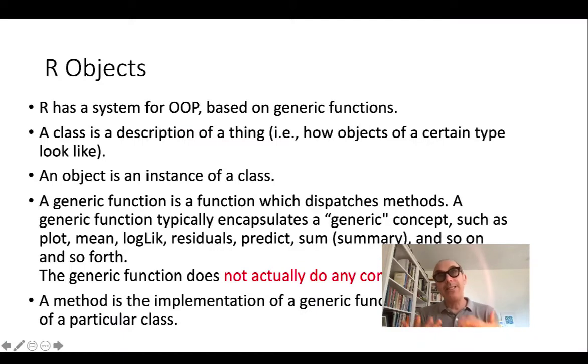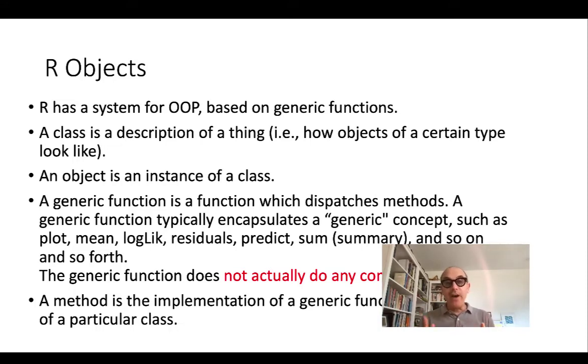And one of the things that you're going to do in your final project is create your own function. So, an object is an instance of a class. A generic function is a function which can be decided based on your wants and needs, and the generic function usually generates a generic concept such as plot, mean, sum, and so on.